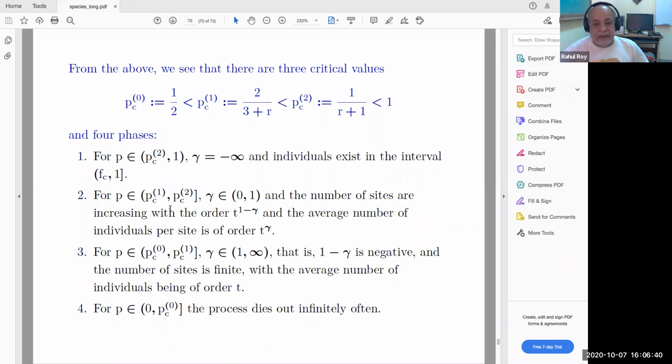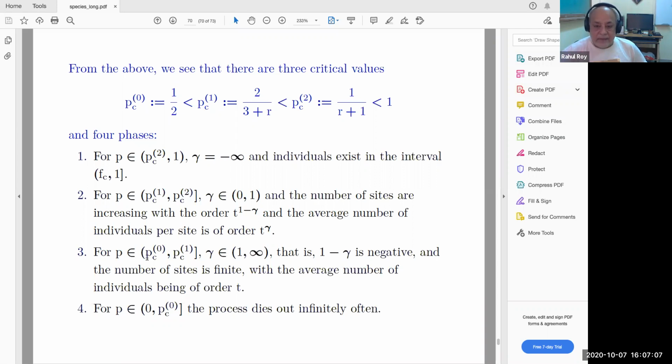When P lies between PC1 and PC2, gamma is in 0, 1, and the number of sites is increasing of the order of t to the power 1 minus gamma. That's what we got, remember, when we looked at RPT and gamma and YT, sorry. And the average number of individuals per site is of the order of t to the gamma, because there are these many sites, and total number is around t. So the average number is of this order.